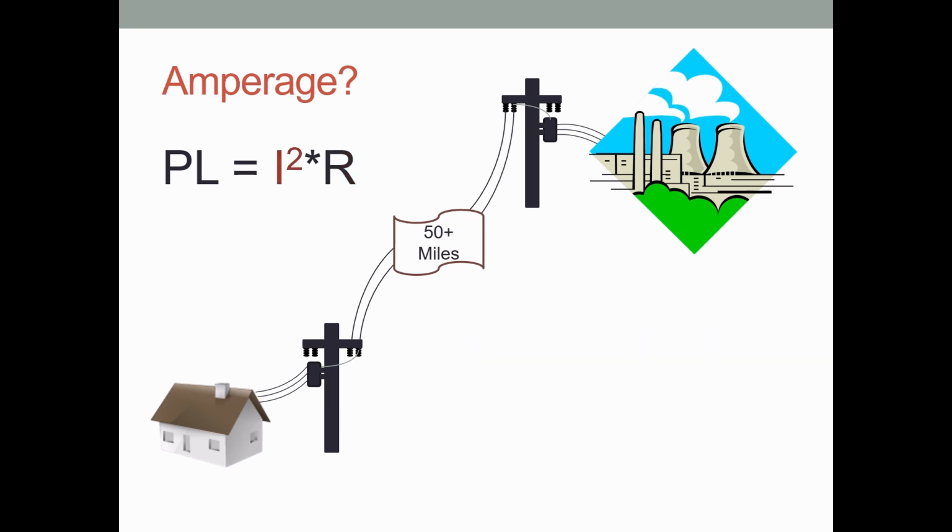Did you notice that power loss is affected by two variables? The first being resistance, and the second being amperage. What if we were able to attack the problem from an amperage perspective? Let's suppose that our power plant wants to transmit 120 volts of power and 100 amps of current to your house.